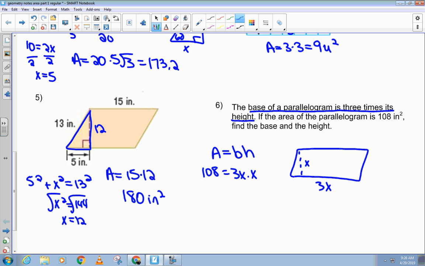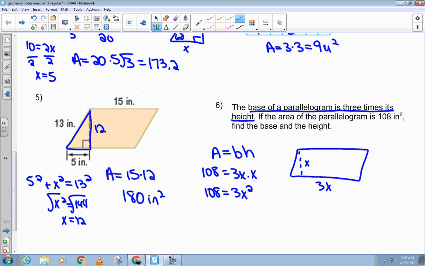All right, what is 3x times x? X squared. Very good. We have 108 equals 3x squared, because x times x is x squared. 3 times 1 is 3. Now, I need to solve this for x squared. What should I do to get x squared by itself?